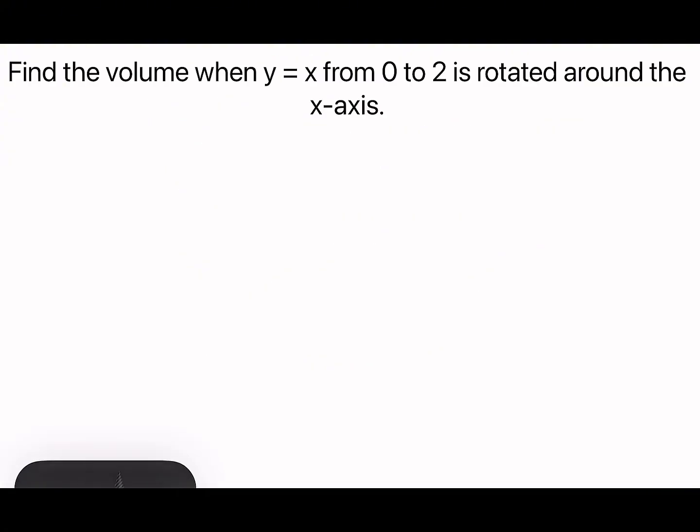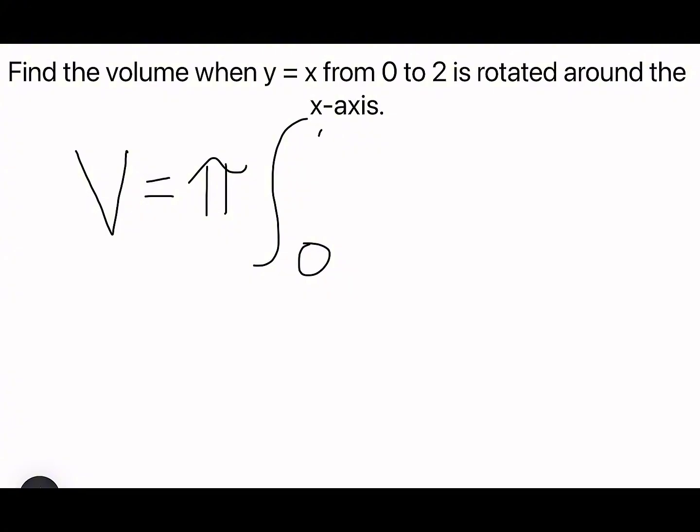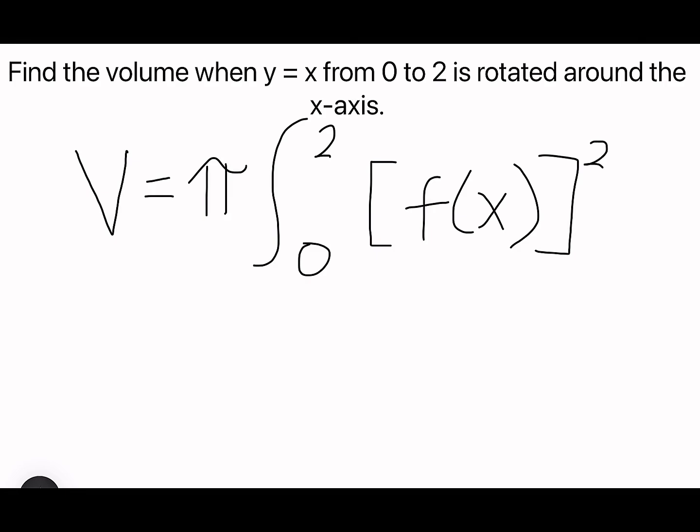So here's our example. Find the volume when y equals x from 0 to 2 is rotated around the x-axis. We need to use the formula I said earlier. V equals pi times the integral from 0 to 2, since it's from 0 to 2, of f of x squared dx.